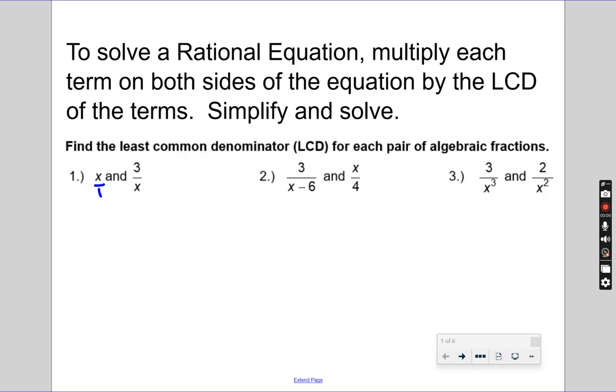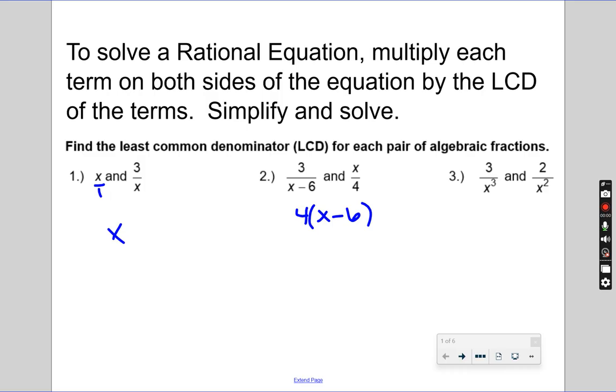x. Okay, what about this one? x minus 6 and 4. What do you think the common denominator is? Yeah, 4 times x minus 6. If they're just completely different, you just multiply them together.